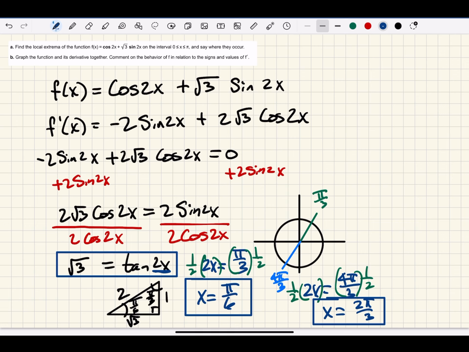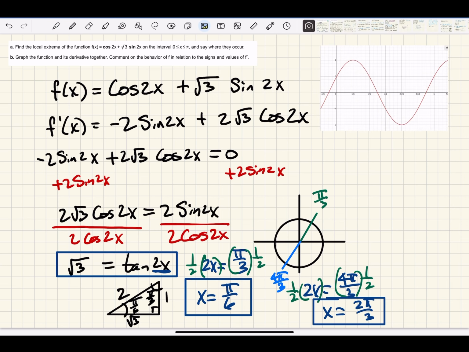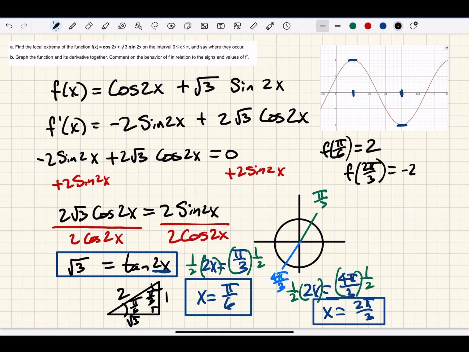Let's look at the graph of the function cosine 2x plus the square root of 3 times the sine of 2x in order to see this. On this graph, we can see that at pi over 6, we have a local maximum, and at 2 pi over 3, we have a local minimum. Where they occur would be the y value of the function at those points. Looking at the graph, it looks like it's 2 and negative 2, but we can plug our values, pi over 6 and 2 pi over 3, into our function, f of pi over 6, and verify that. f of 2 pi over 3 is equal to negative 2.